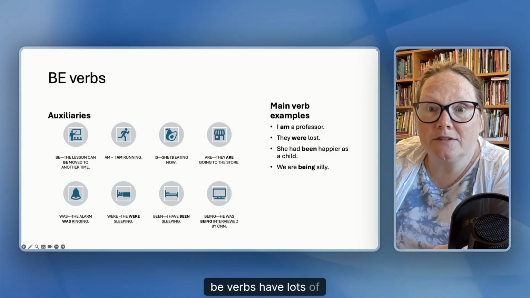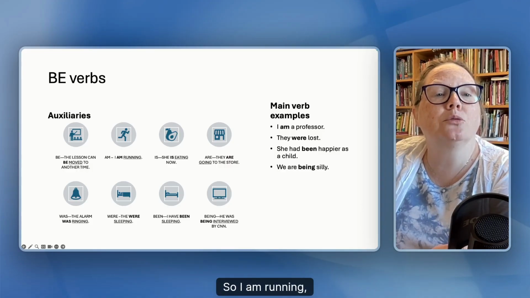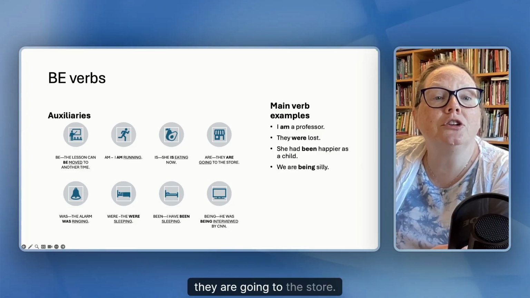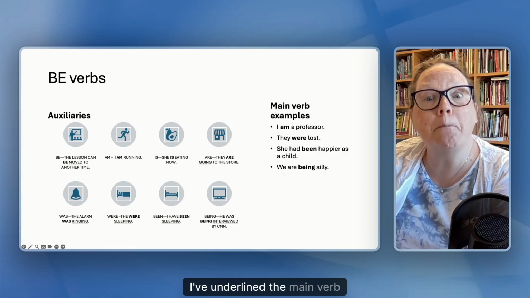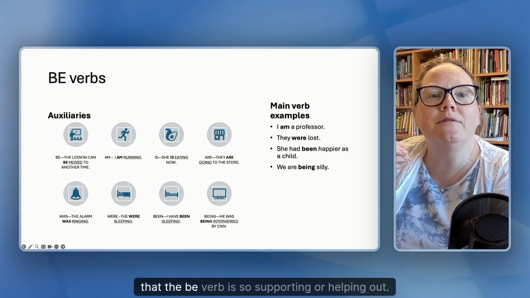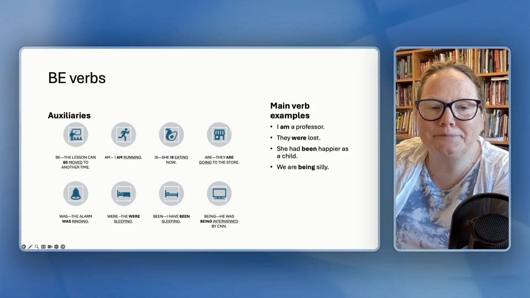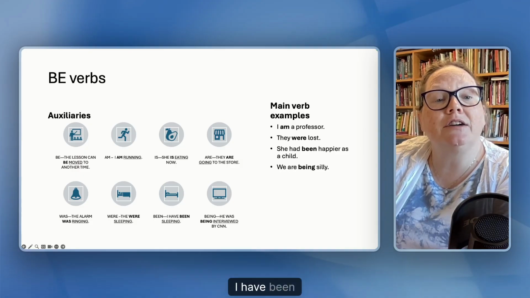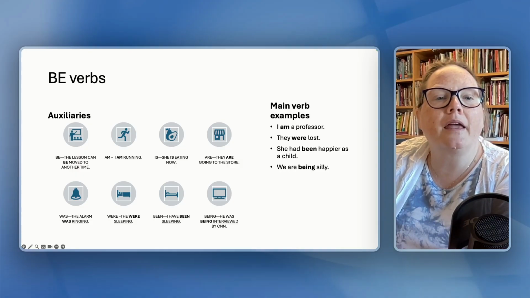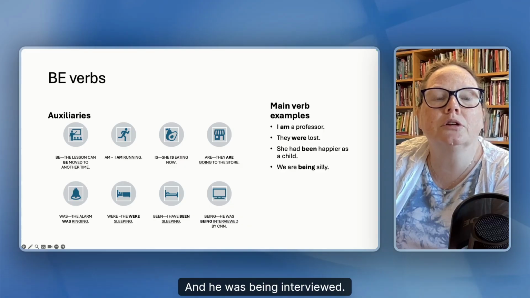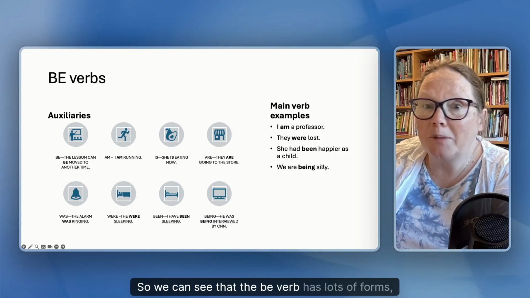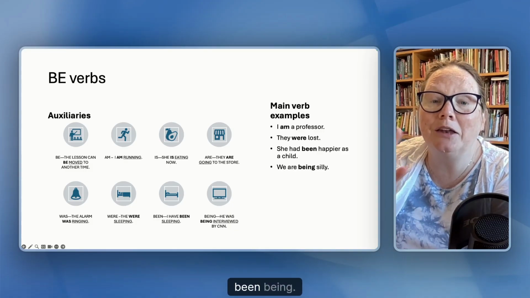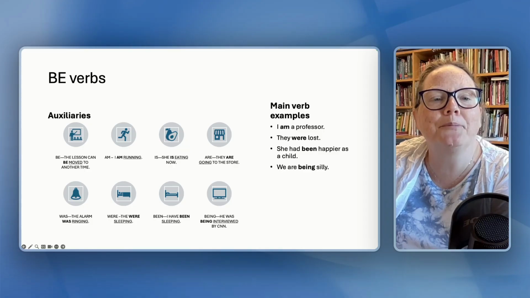Now, be verbs have lots of forms. So: I am running. She is eating now. They are going to the store. I've underlined the main verb that the be verb is supporting or helping out. The alarm was ringing. They were sleeping. I have been sleeping. And he was being interviewed. So we can see that the be verb has lots of forms, not just is, are, was, were, but we also have be, been, being. So that's important to remember.